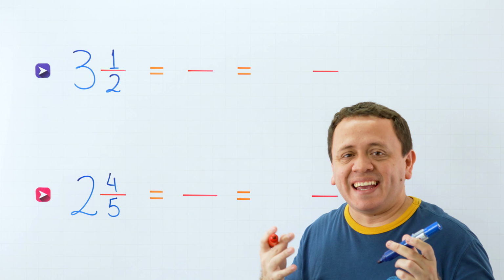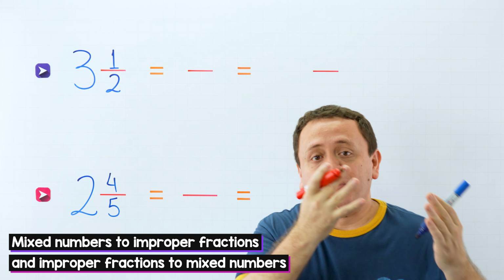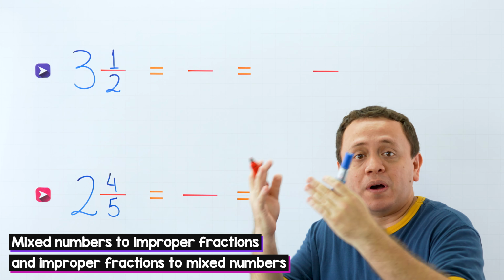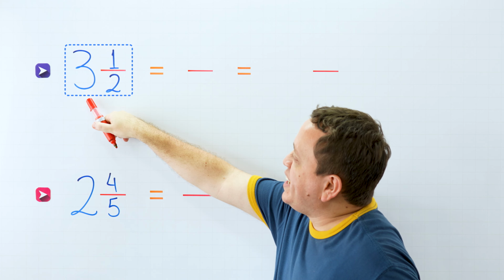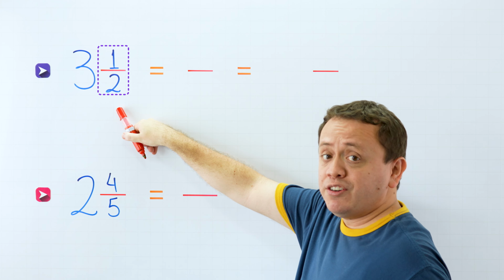Hi, today we're gonna take a look at how to convert a mixed number to an improper fraction and also an improper fraction to a mixed number. We're going to start with a quick review. A mixed number is a number containing a whole number and a fraction.